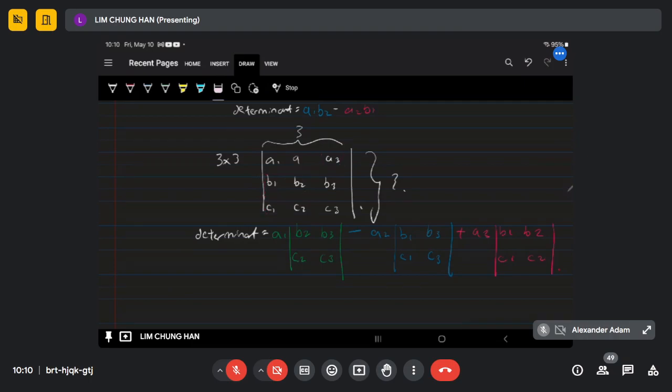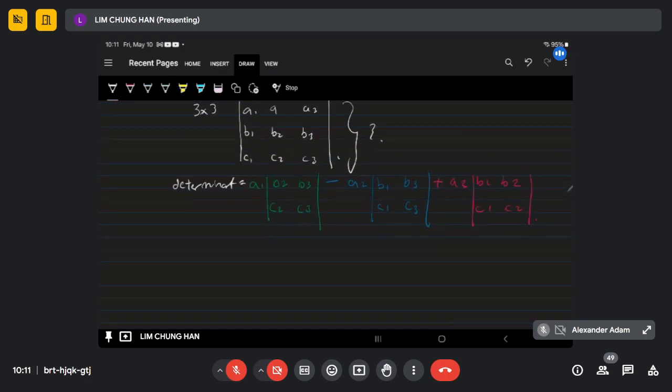Okay. A1 is also positive because A1, yeah, it's together. So that's how you do it. So basically what I've done now is I've turned my 3 by 3 matrix into an equation which is only a 2 by 2 matrix. So it's easier for you to solve now.